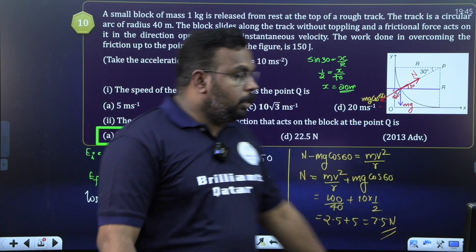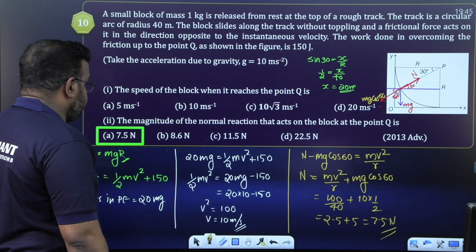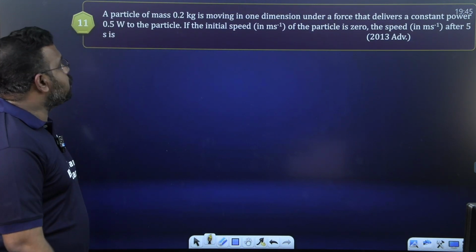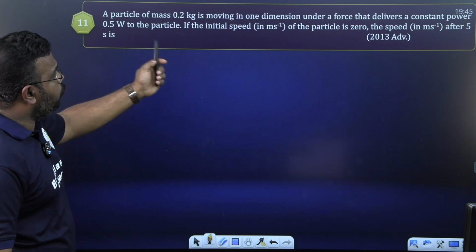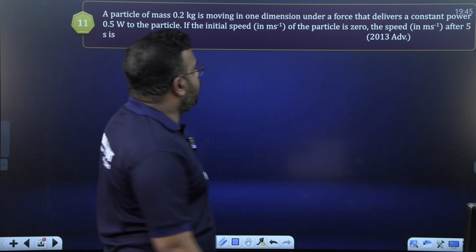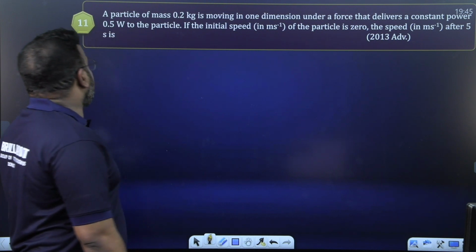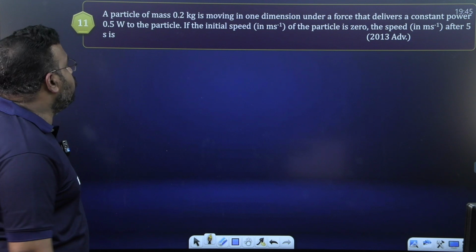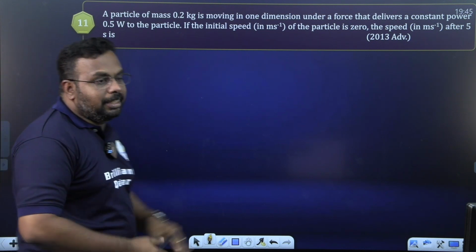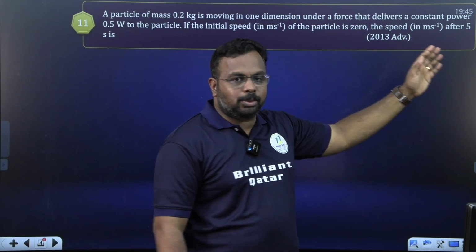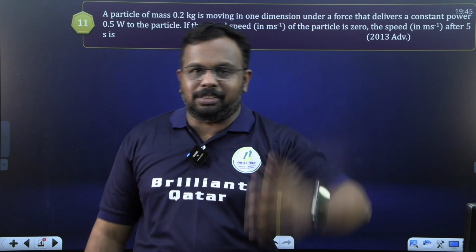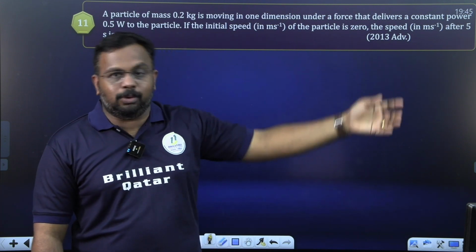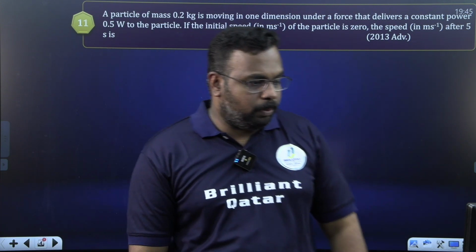Now question number 11. A particle of mass 0.2 kilogram is moving in one dimension under a force that delivers a constant power of 0.5 watt to the particle. If the initial speed of the particle is 0, the speed in meter per second after 5 seconds is what? This is also a 2013 Advanced question, but I don't think the level of this question is advanced. It's actually a very simple question, not even JEE Mains level. So just try, it's an easy question, all of you.